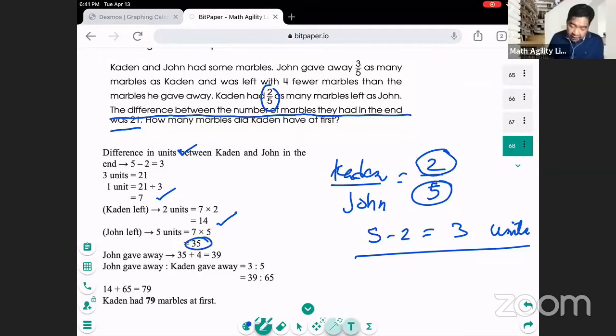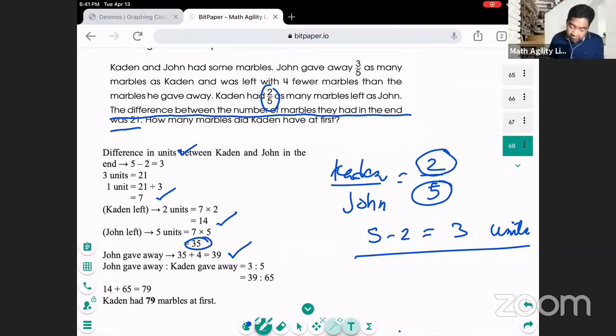It says in the second sentence, the last part of it, the 4 marbles, right? He has 4 fewer marbles than the marbles he gave away. So John gave away 35 plus 4, which is 39, because he gave it away, right? So we're counting the negative, and he was left with 4 fewer marbles.